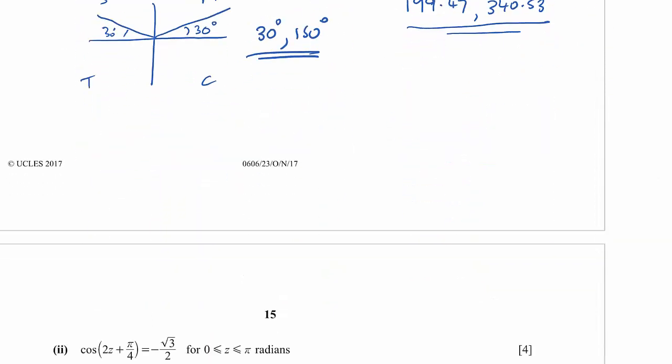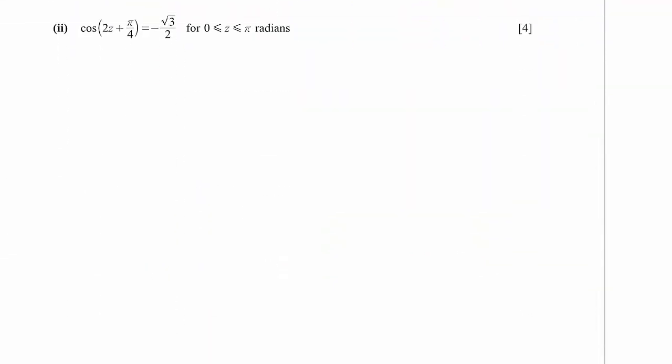Okay, so we've got another equation to solve. And let's think about this. So z's going to be between 0 and pi. So that means that 2z would need to be between 0 and 2 pi. And therefore 2z plus pi by 4 would need to be between pi by 4 and 2 pi, which is 8 pi by 4, so that's going to be 9 pi by 4.